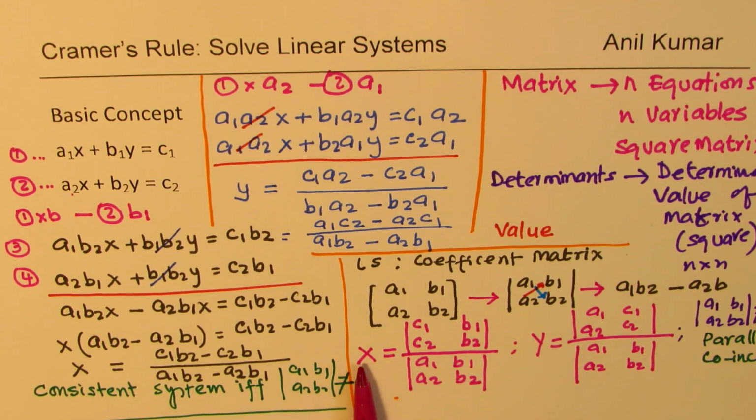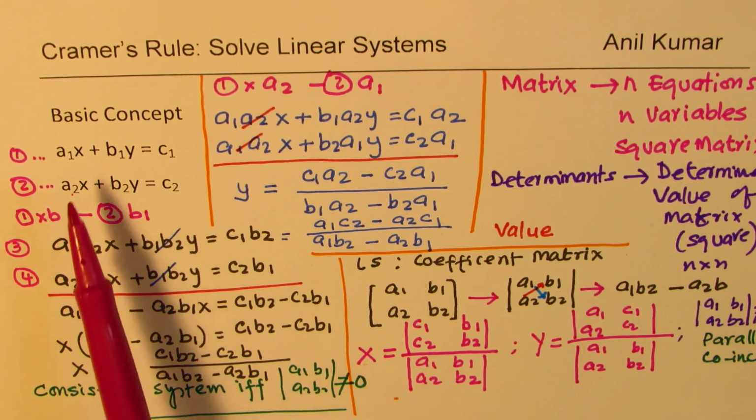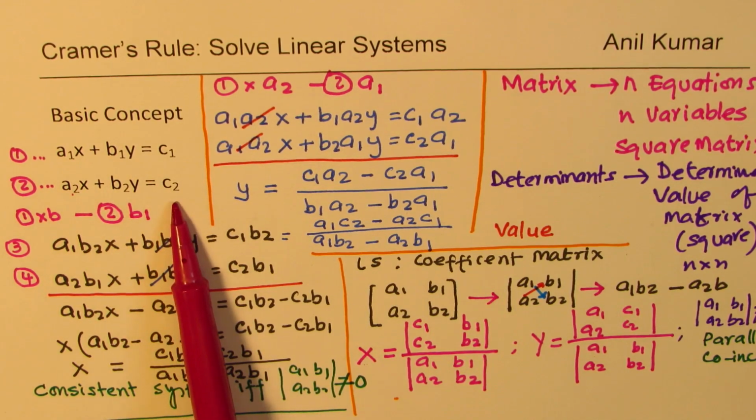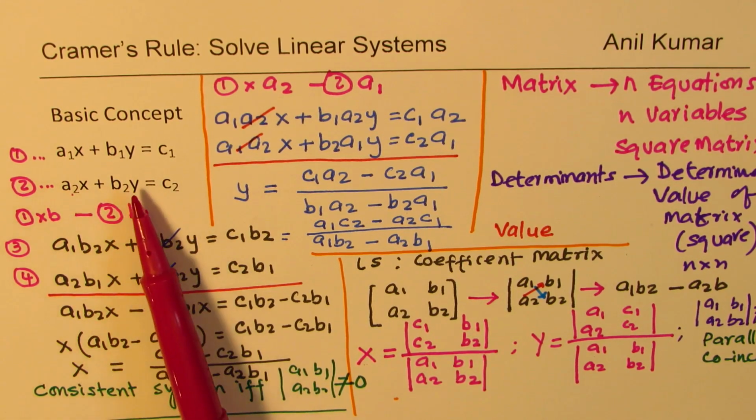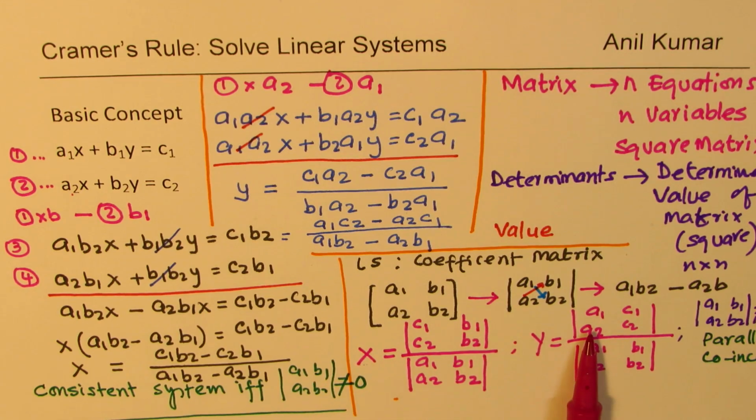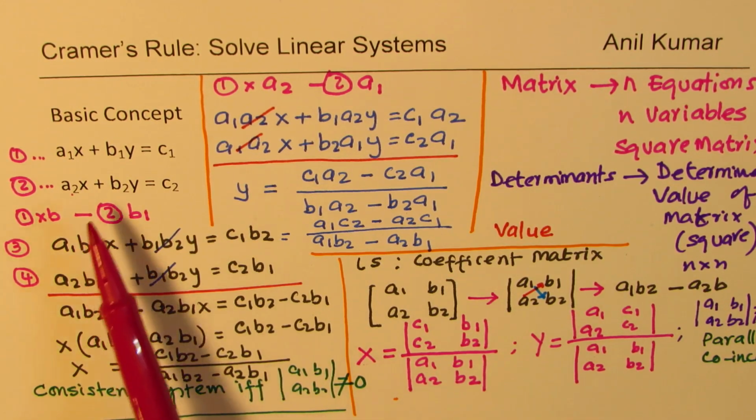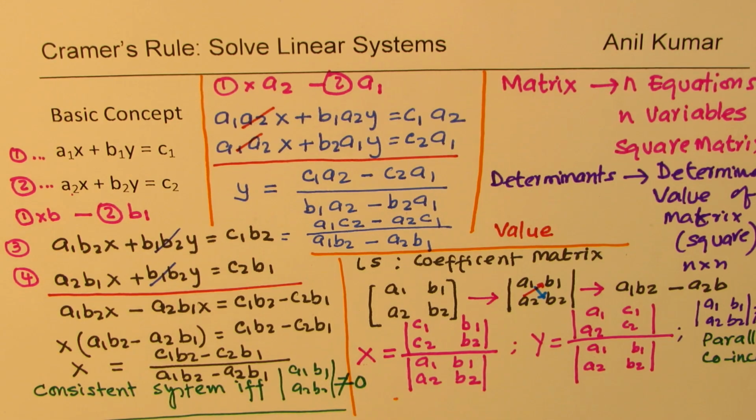Numerator: if you're wanting to find the value of X, then replace the coefficients of X by the constants C1, C2. If you want to find the value of Y, replace the coefficients of Y by C1, C2. Denominator is the coefficient matrix on the left side. Does that make sense to you?